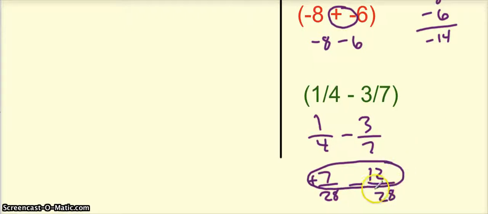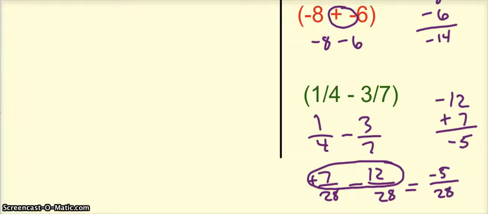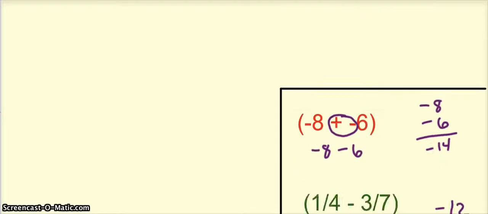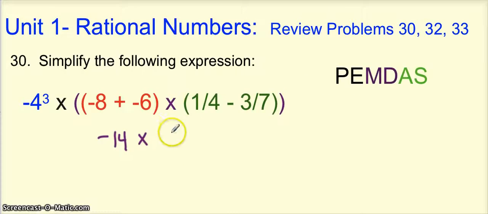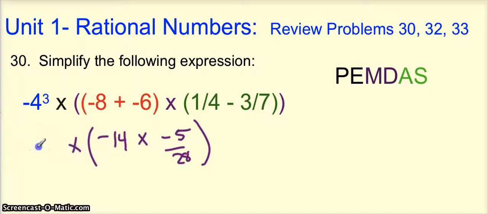And to simplify the numerators, I'm going to take positive 7 minus 12. So again, I'm going to stack -12 on the top, positive 7 on the bottom. The signs are different. I'm going to subtract and keep the negative sign, so I can rewrite this as -5 over 28. So now I can place that -5 over 28 inside here, and all of that is inside parentheses. Bring everything else down.